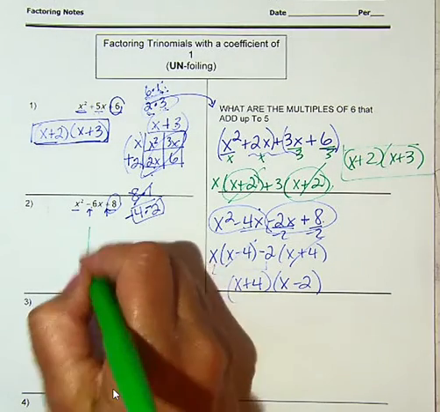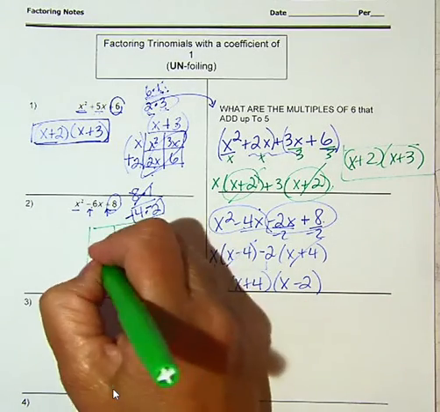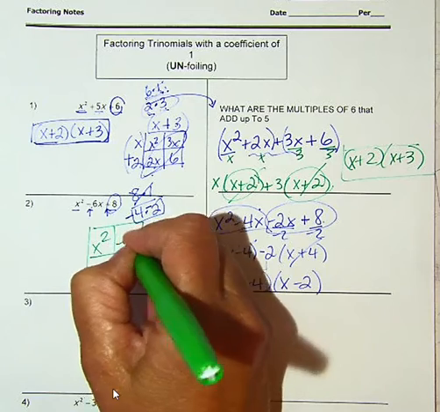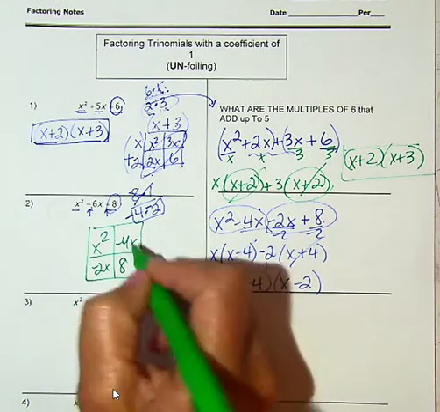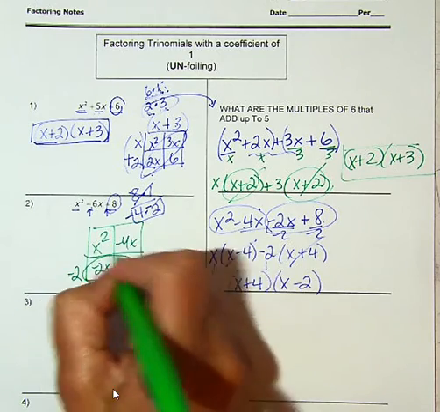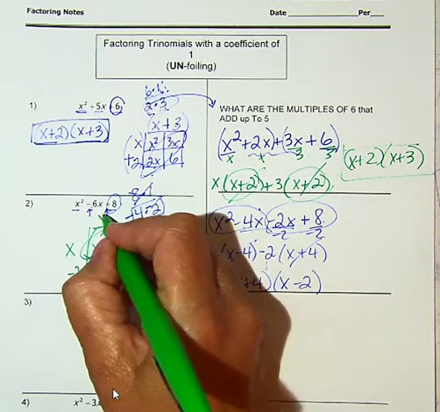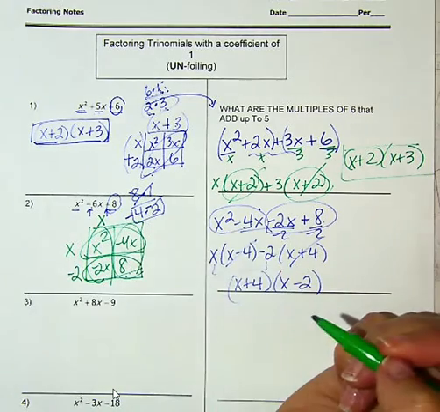Now, I like the box method. Some of you will really like the box method if you like to look at pictures. X squared and 8, negative 4x, negative 2x, same thing. What can I take out of here? A negative 2. What can I take out of here? An x. What can I take out of here? An x.